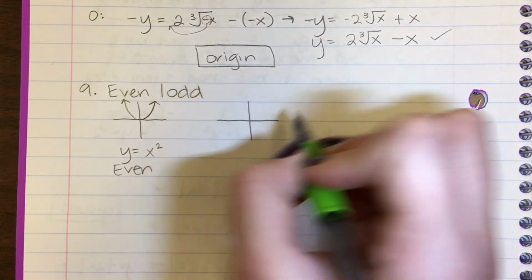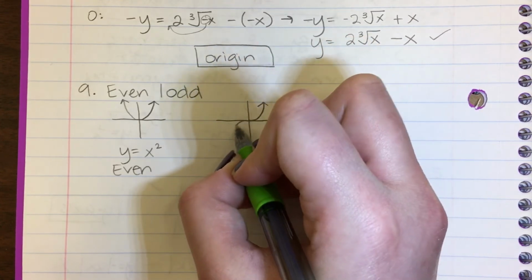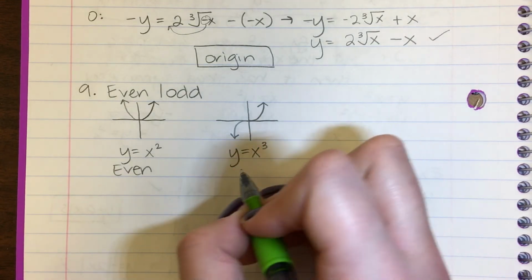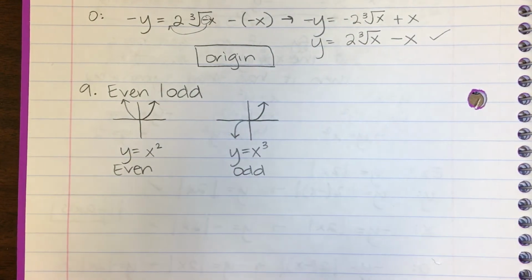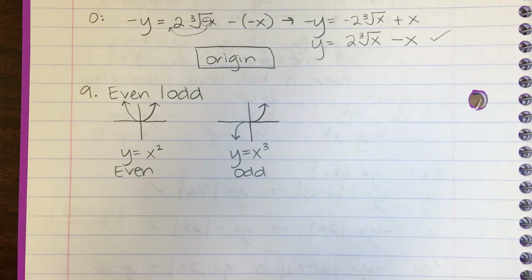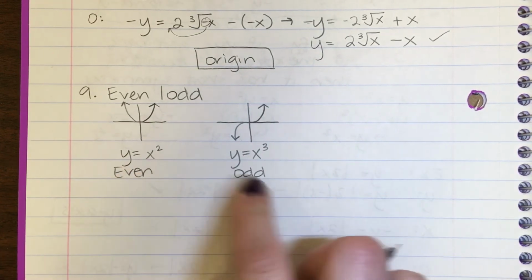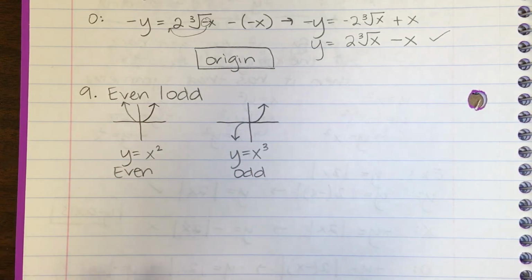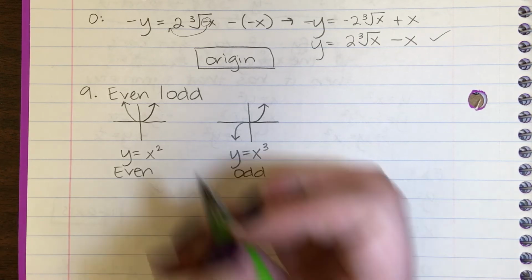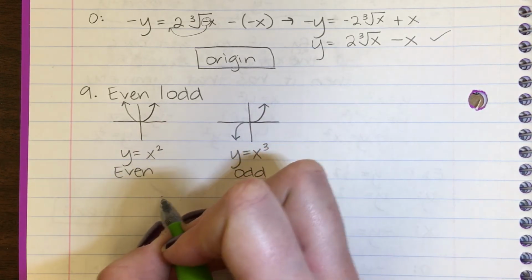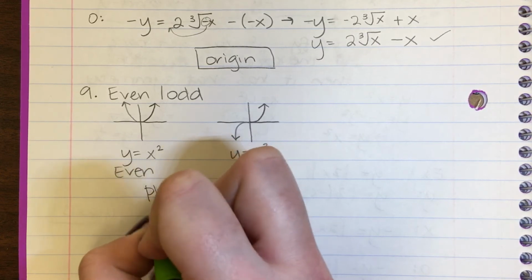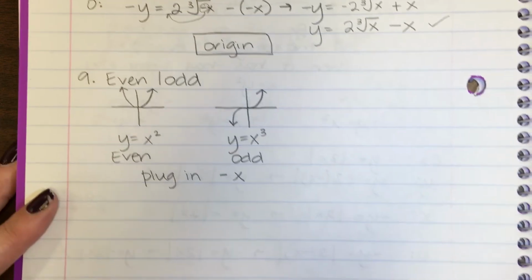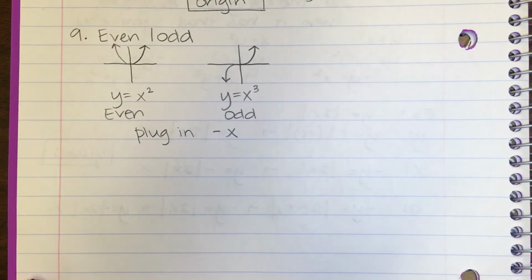Odd functions are symmetric to the origin. And I drew a picture of y equals x to the third. It's not the most simple one that I could come up with, but I like that one. All right, so even, odd, symmetric to the y-axis, symmetric to the origin. So to check both of these, you only have to do one step, well, a couple steps, but the first step is the same for both. For both of these, you plug in negative x. All right, so that's why it's going to remind you of the symmetry test.